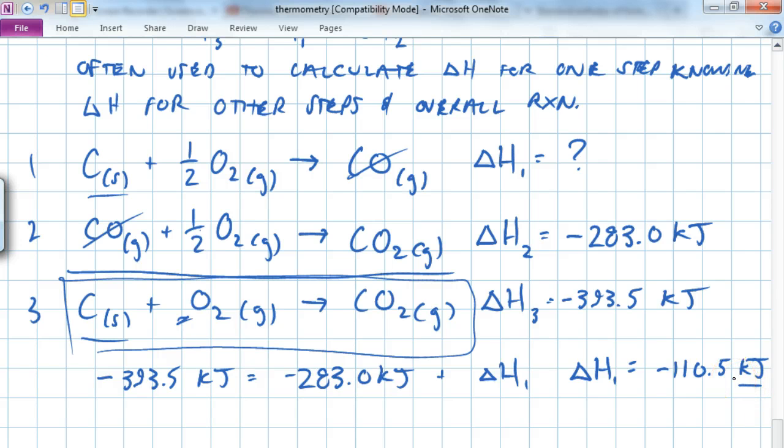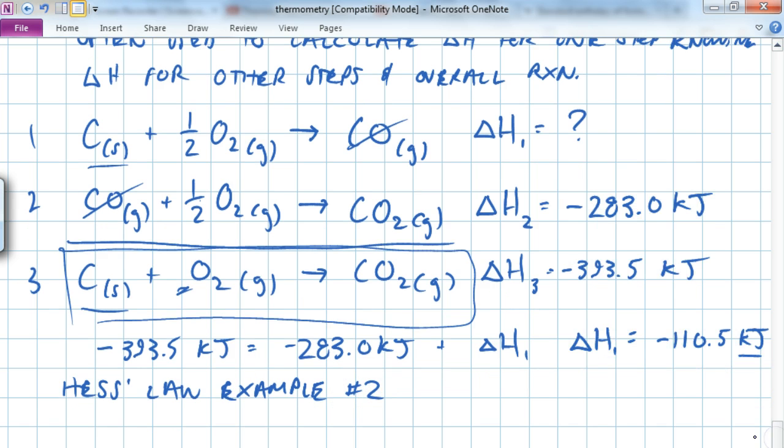All right, now I want to do one that's a little bit more complicated with Hess's law. Because these do get a little bit more complicated. And this will actually pull in the previous two principles as well, the previous two rules.